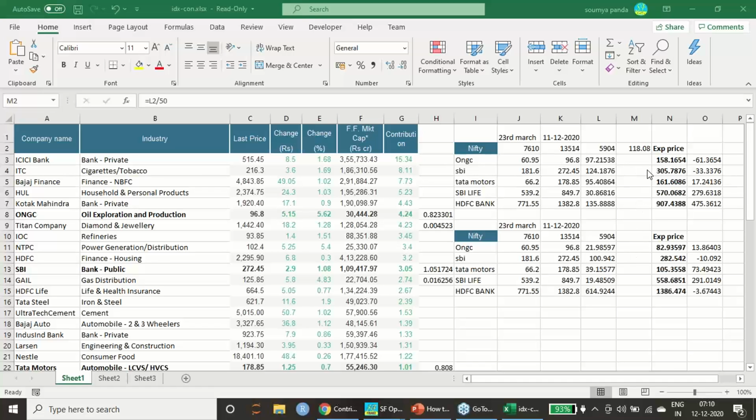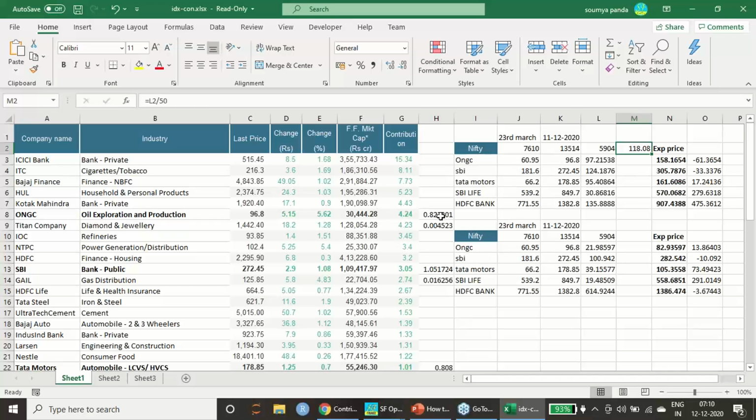I have just taken the difference between the 52-week low and this, and then I have divided it by 50. Once I have divided by 50, then my calculation starts from here.